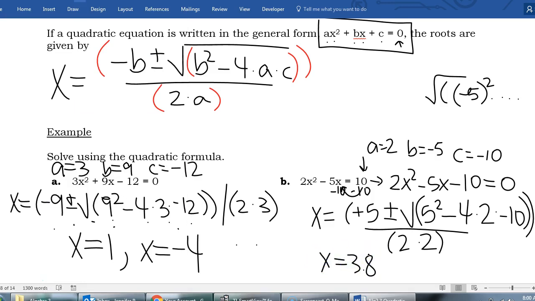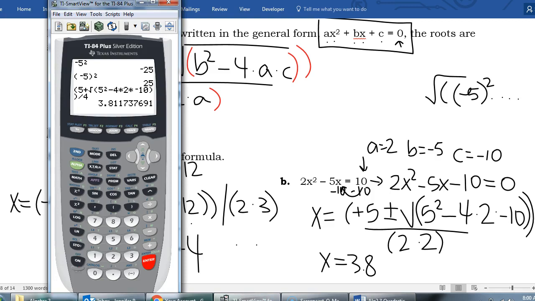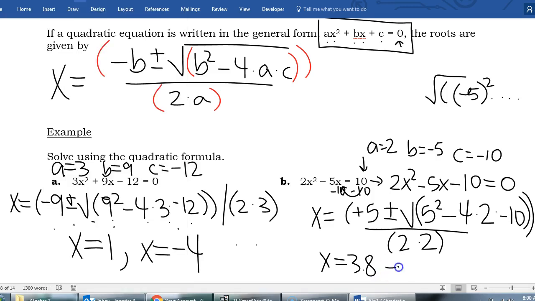If I change my plus to a minus, I get negative 1.3.